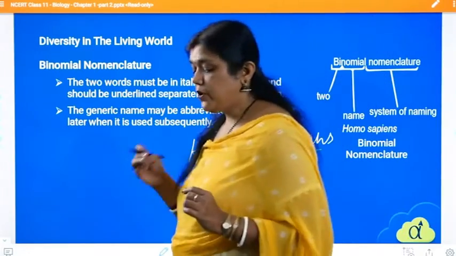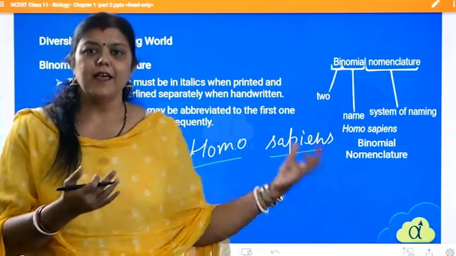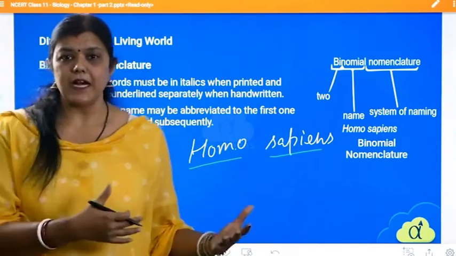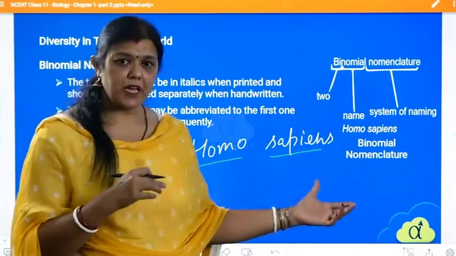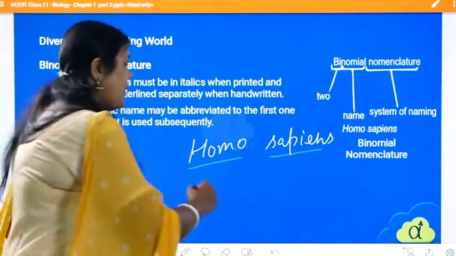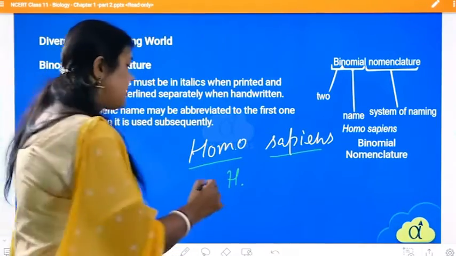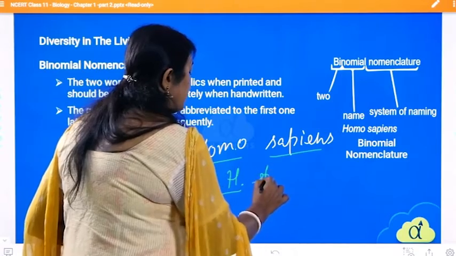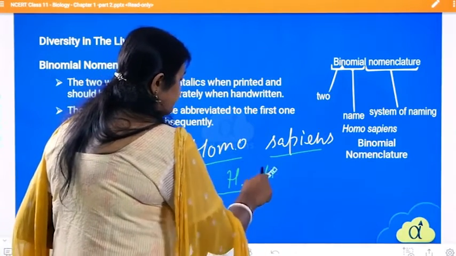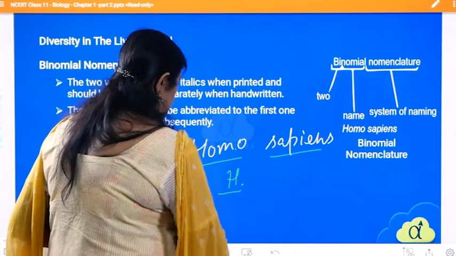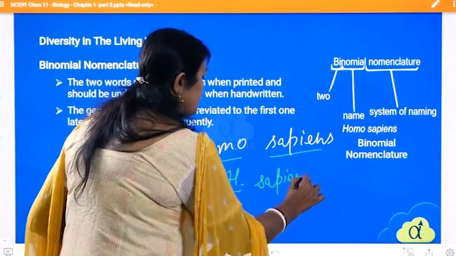Now, if we are using this genus name and species name, that is a scientific name, again and again in a particular article or in the textbook, at that time we need not write the genus name every time. Rather, we can abbreviate it and put a dot after that. So if I want to write Homo sapiens three or four times in a particular article, I have to write it in this format: H. sapiens, Homo sapiens.